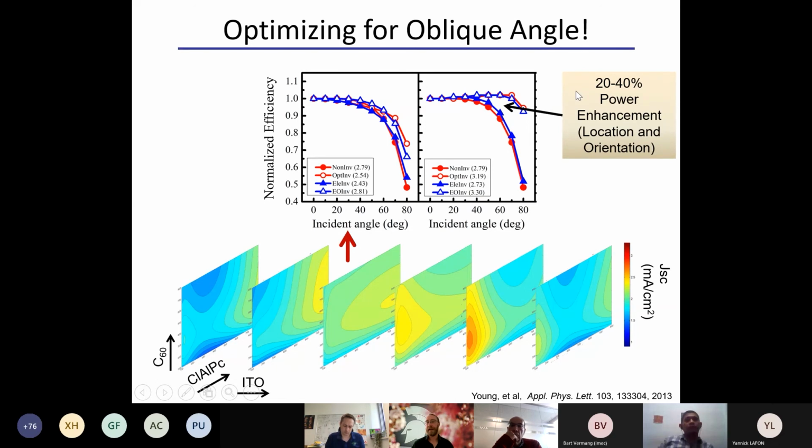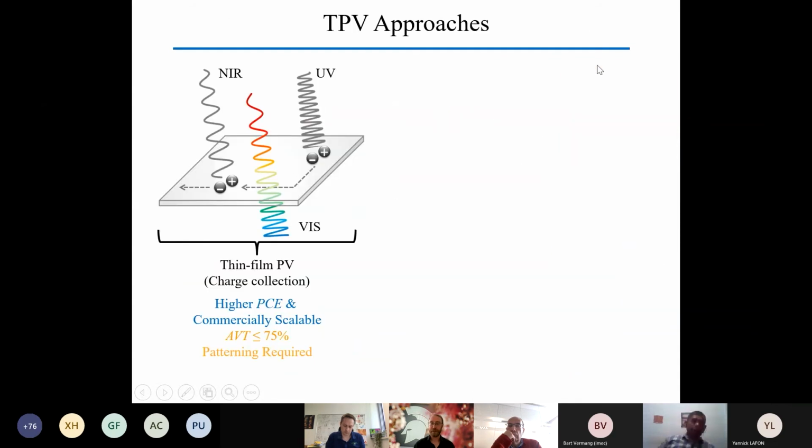And that will depend on the location and orientation, but that's huge. And so angle dependence becomes really critical in these kinds of applications. It's something that we need to think about and is particularly important.